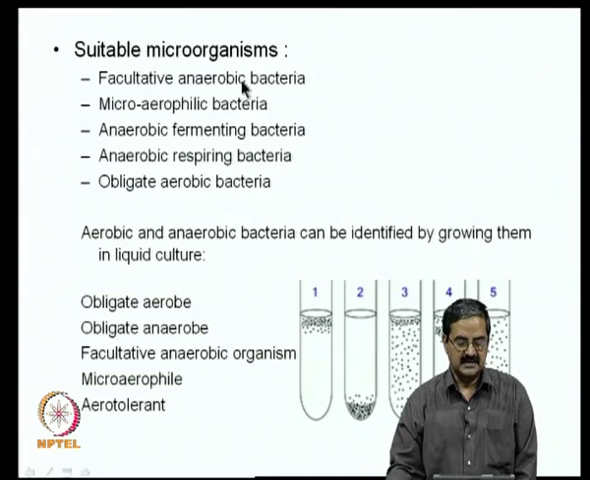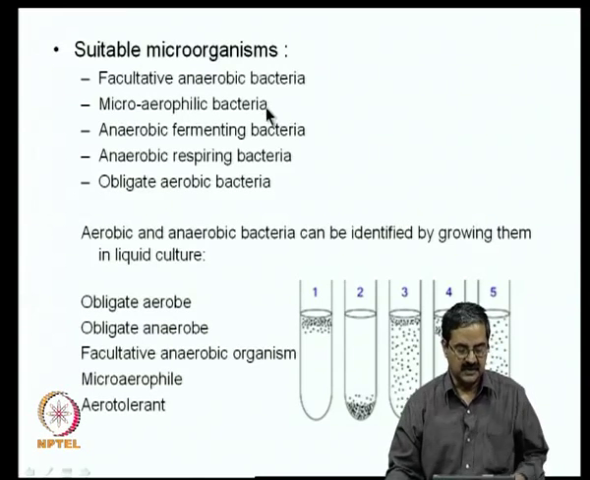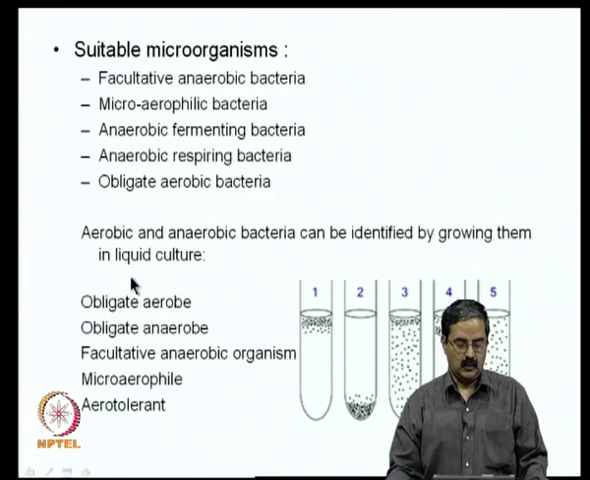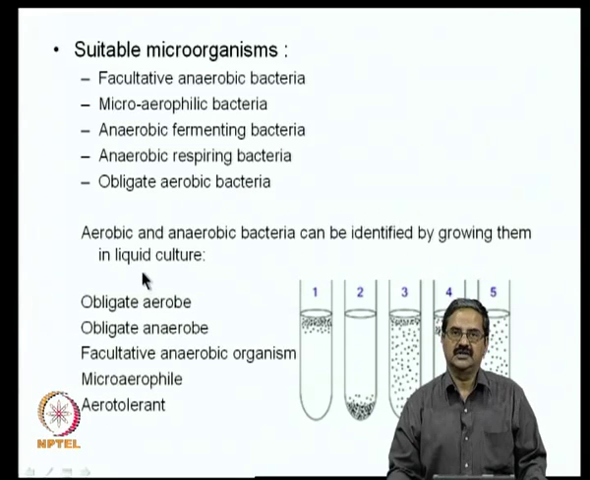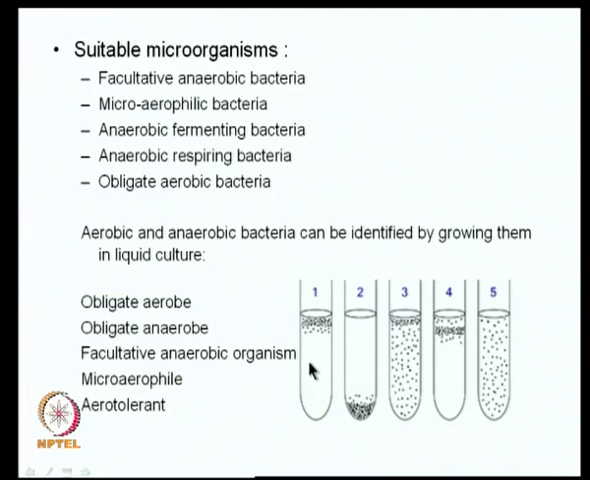What do all these mean? Maybe from an engineering point of view, I would like to make some simple differentiation. It is said that aerobic and anaerobic bacteria can be identified by growing them in a liquid culture. For example, if you take a tube and leave them, the possibility is that if the bacteria need oxygen, or they survive more in oxygen, they come up. That is what I meant by aerobic bacteria, but if they go down away from the water, then you can say that it is anaerobic bacteria.